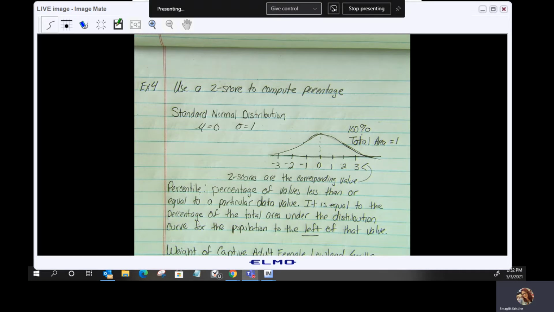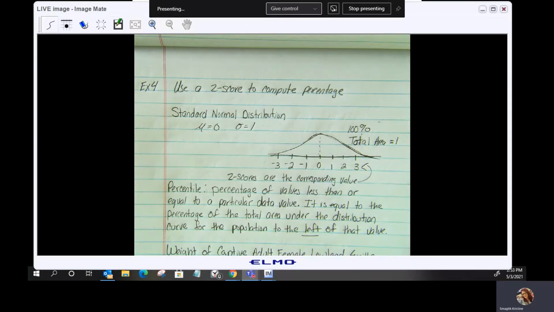So now we can break this down into percentiles. A percentile is the percentage of values less than or equal to a particular data value. It is equal to the percentage of the total area under the distribution curve for the population to the left of that value. We're going to take a look at some examples. Some of these are easy. If you're right at the mean, you'd be at 50% of your data. If you're right here at 1, again from the left, 68%.